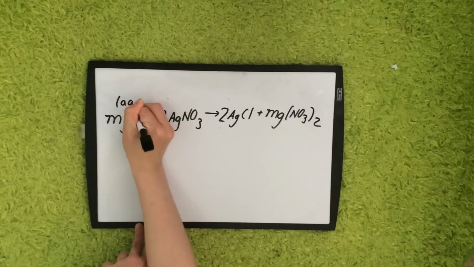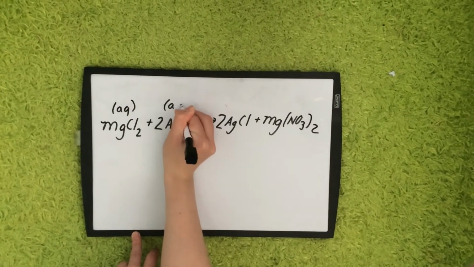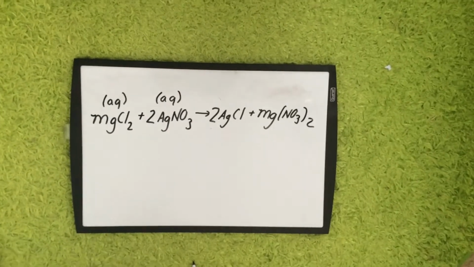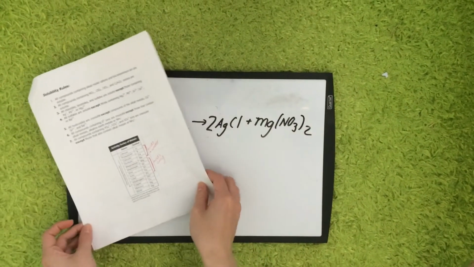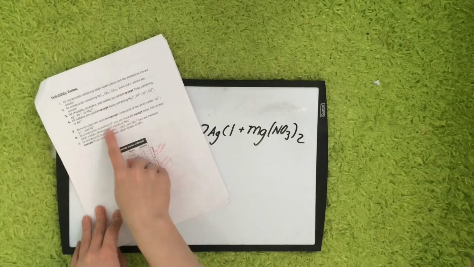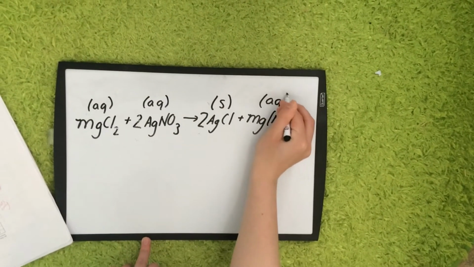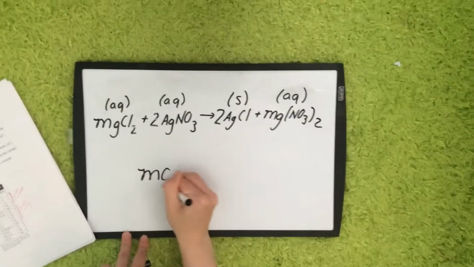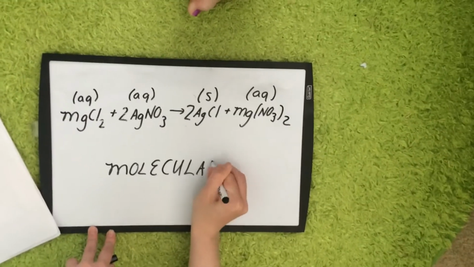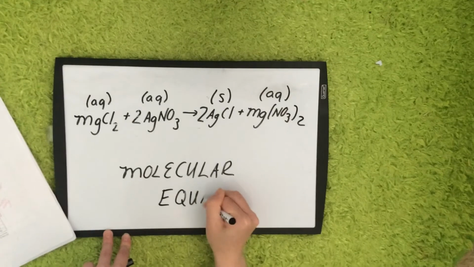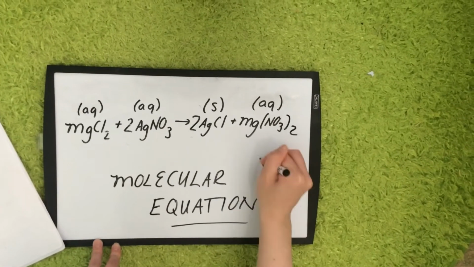After you balance the equation, you need to figure out the states of matter for the products. To determine this, you have to use the solubility rules to determine which of the products is the solid. In this example, silver chloride is the solid and magnesium nitrate is not the solid. This is called the molecular equation.